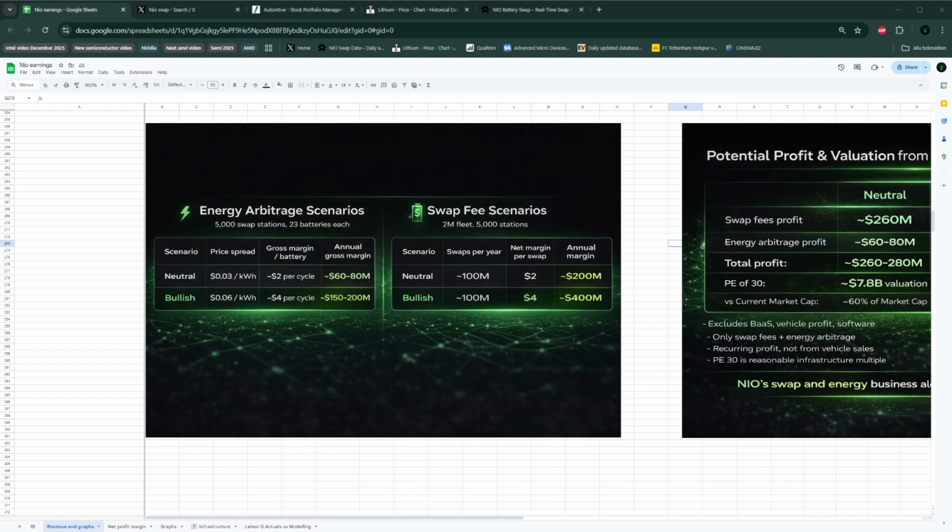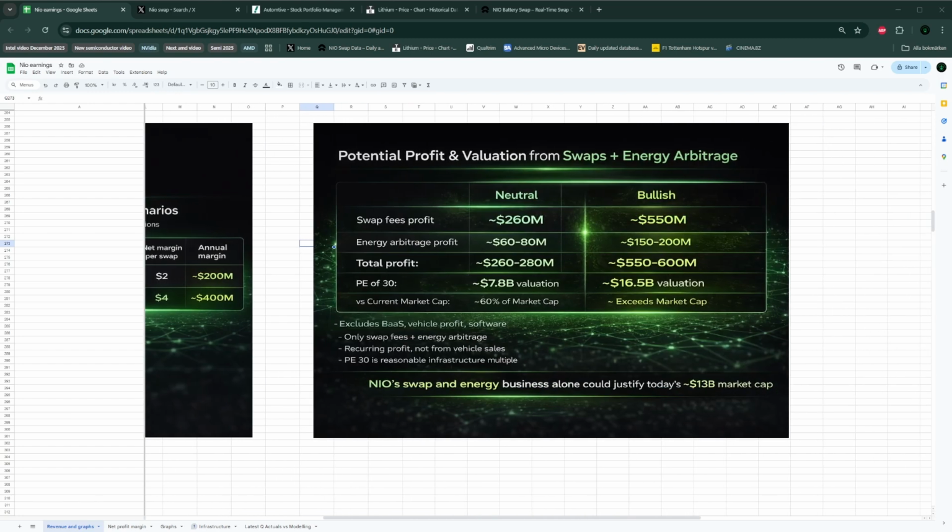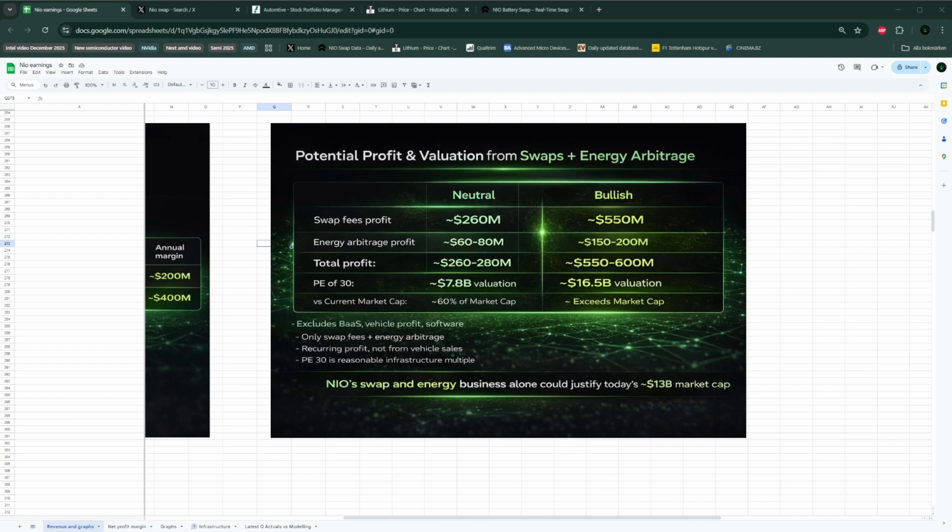That would be an annual margin of 200 million. In a more bullish scenario, maybe it's four, so that's 400 million. And once you add these two together, excluding the battery as a service and only looking at the energy arbitrage and swaps, you can see in the neutral or less bullish situation, we are looking at a total profit of potentially 250 million or so US dollars. Whereas in the more bullish scenario, maybe 500 to 600 million every single year, right?